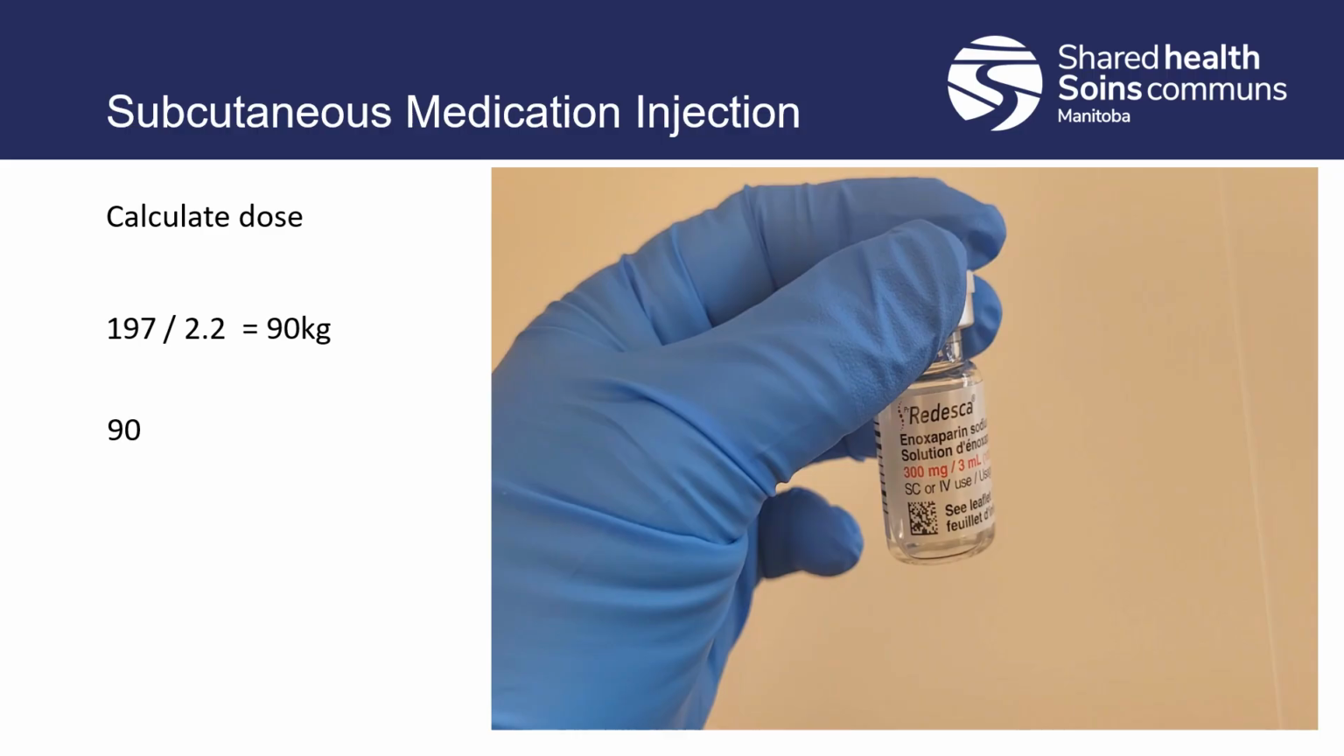So our patient weighs 90 kilograms. Because they're 76, they're over 75. So we're going to times it by 0.75, because if they're over 75, we do it by 0.75. And that gives us a dosing of 68 milligrams.